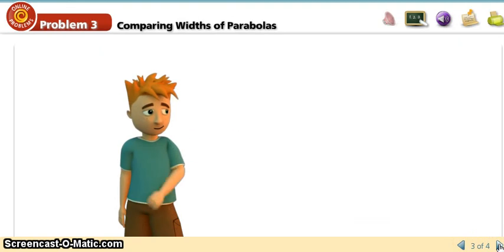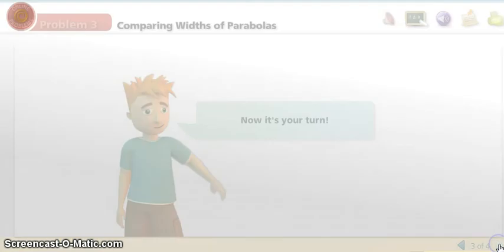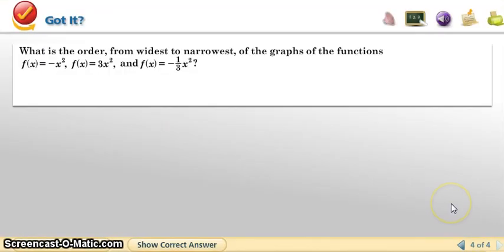So think about what we just looked at there, how to compare widths. And I want you to take these 3 functions. You do not have pictures for those. So take those 3 functions and see which one is going to be the widest and which one will be the narrowest. Put them in order. Pause the video if you need a little time.